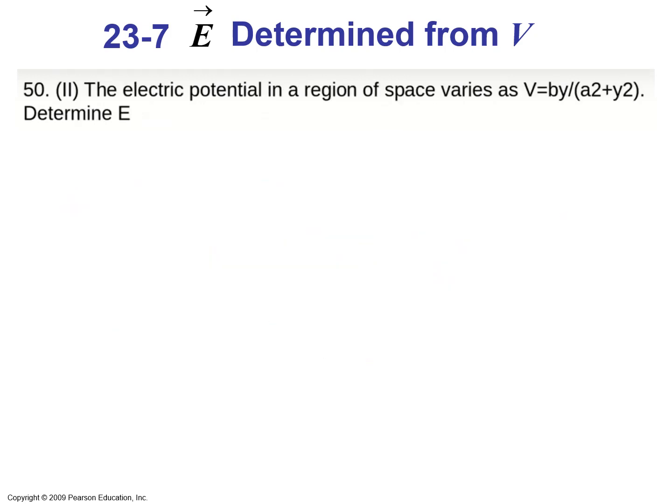Another example, let's look at problem number 50 in the book. It says the electric potential in a region of space varies as V equals B y divided by a squared plus y squared, where B is a constant multiplied by the y coordinate. Let's write it down this way: V equals By divided by a squared plus y squared. So V is a function of y, and it asks to determine the electric field vector E.